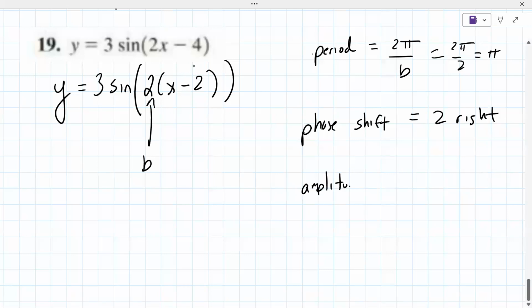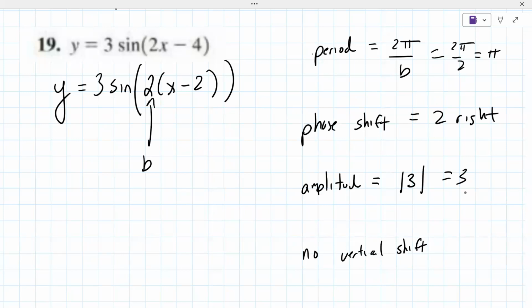The amplitude is the absolute value of the number in front. Now it just happens to be the number in front, but if it's -3, the amplitude is 3. This one has no vertical shift because there's nothing on the outside here. Okay. Is that all right so far? Yeah. Okay. So let me give you another one to try.